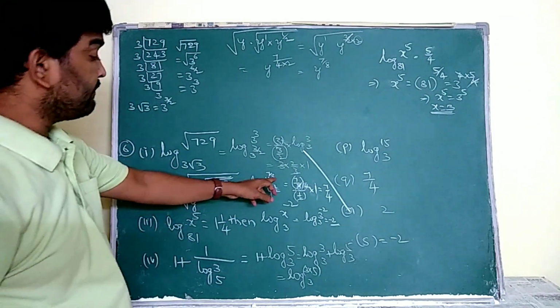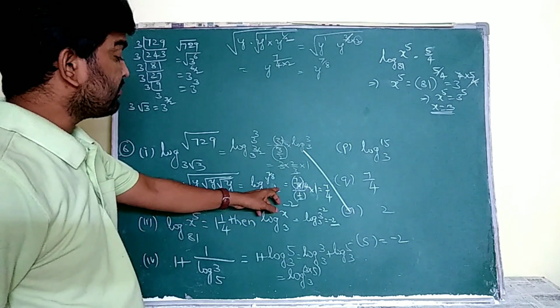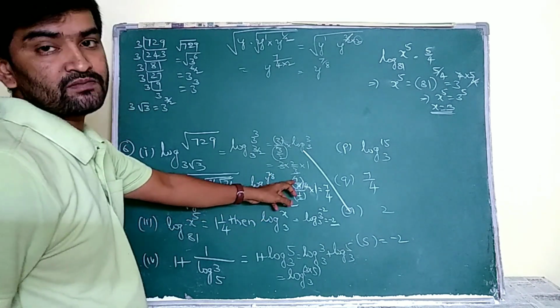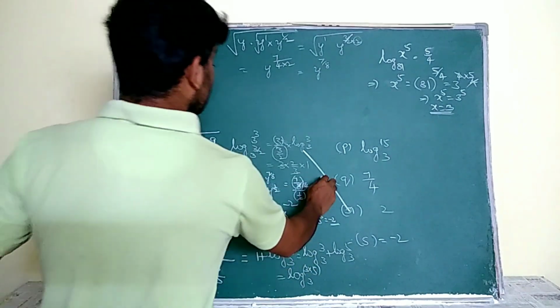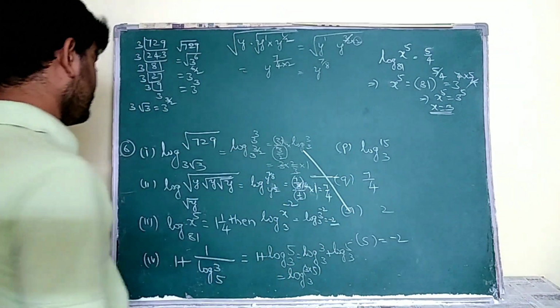So log of y power 7 by 8 and base y power 1 by 2. This 7 by 8 and 1 by 2 come out and divide each other. 2 ones are 2, 4 twos are 8. Then 7 by 4 is left. So it is mapped with the value Q.